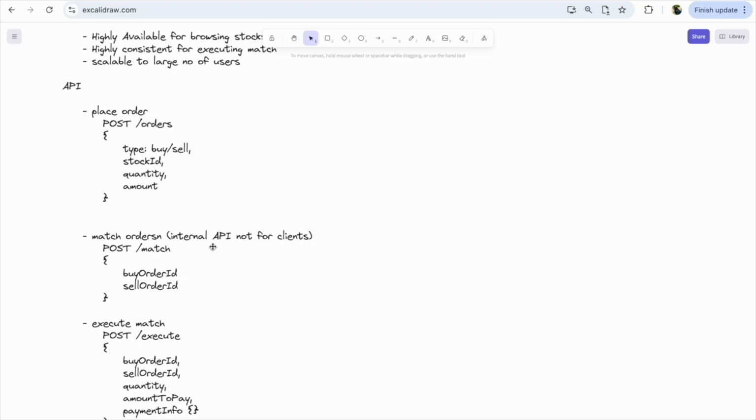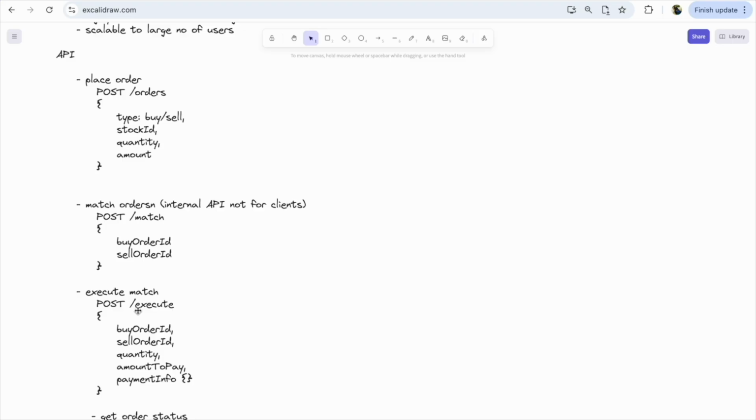Next, we have a few internal APIs. These are APIs the system uses internally. The first one is to match the orders. It will be a POST /match API, and it will take the buy order ID and sell order ID. So here, let's say the sell order ID is for quantity 10 and the buy order ID is for quantity 5, then only the 5 quantity will be matched.